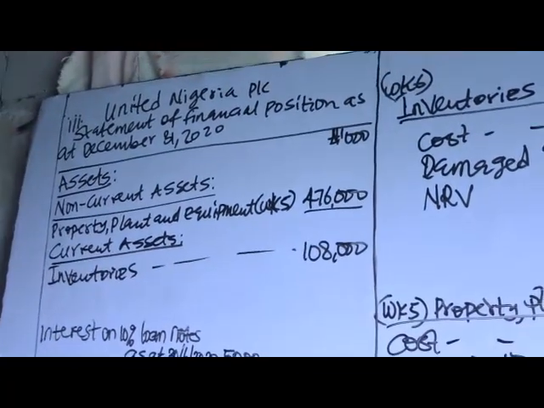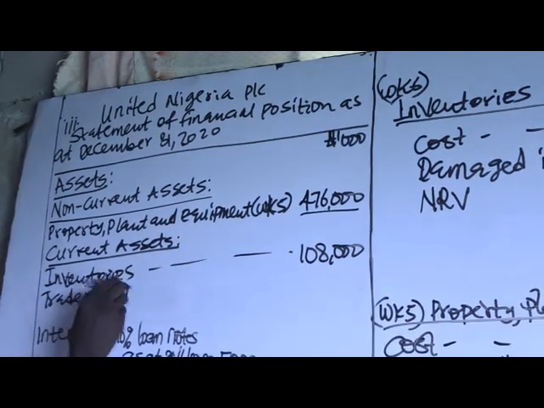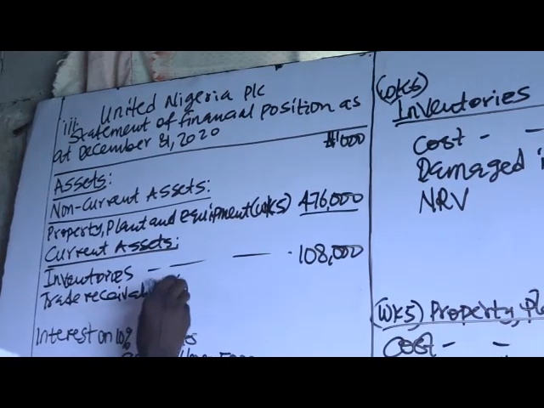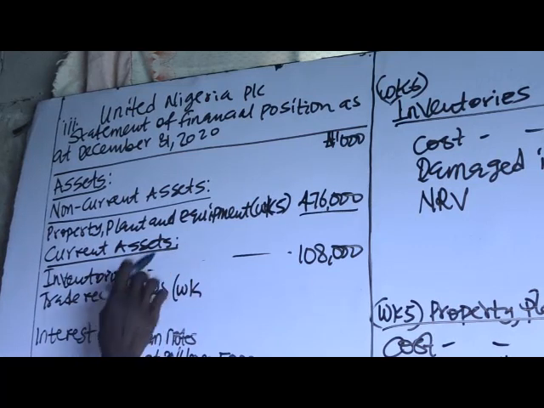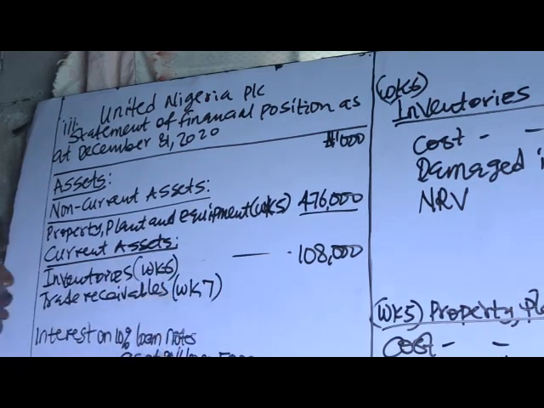After inventories, we have trade receivables. Let's have that as a note. We are taking inventory to be working 6, so this will be working 7. Trade receivables. Now go through the trial balance.